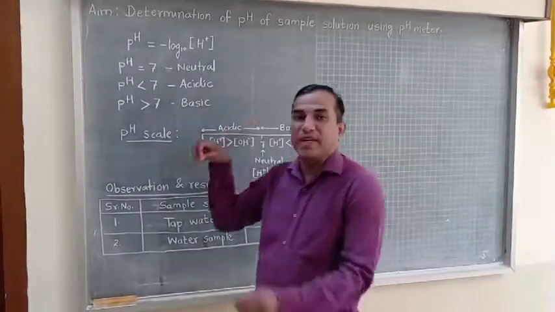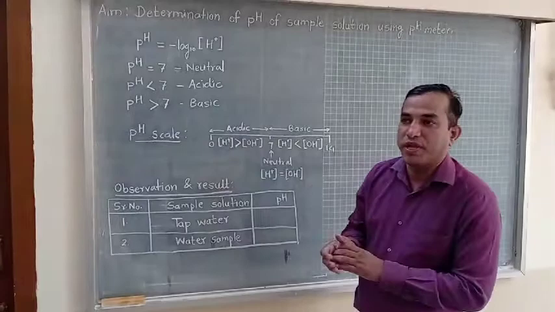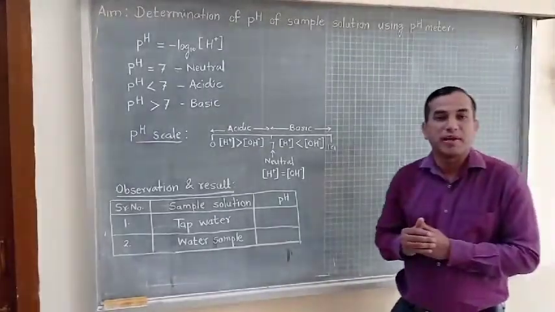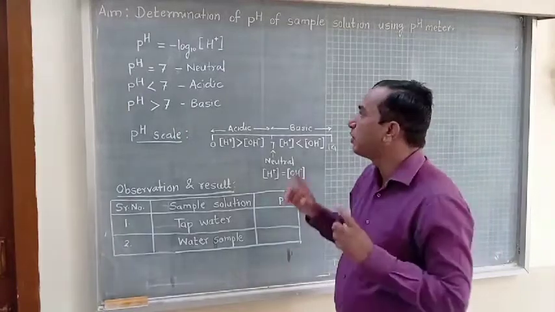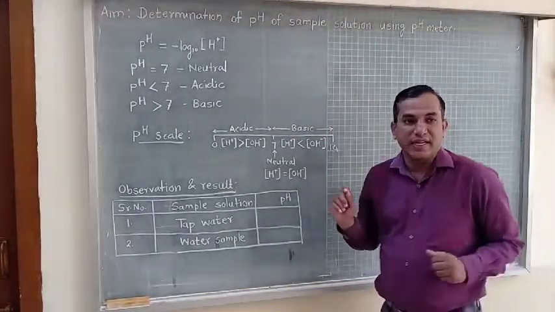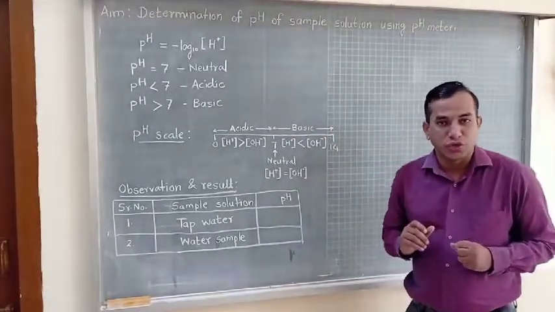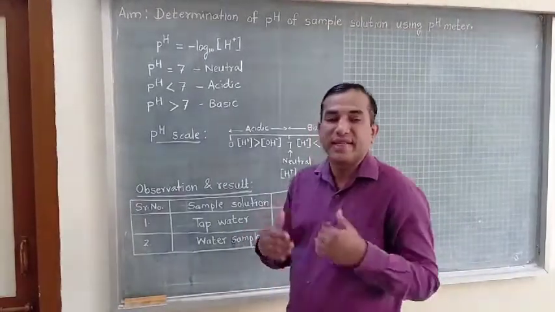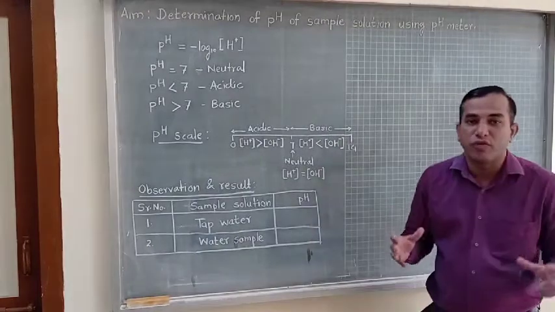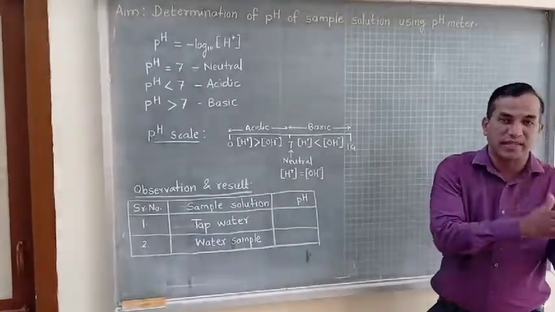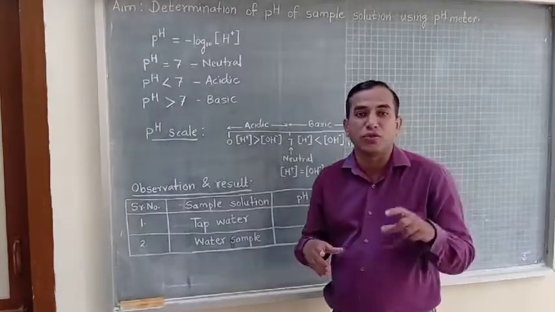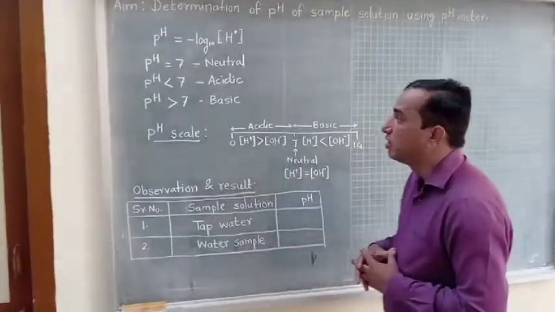Then the significance, why we want to go for determination of pH. There are two significances for determining the pH of the water sample. Number one, the pH gives the idea about the nature of the solution, whether the solution is acidic, basic or neutral. And second, we can determine the strength of that particular solution, whether acid or base. So we can determine the strength of solution using the pH.